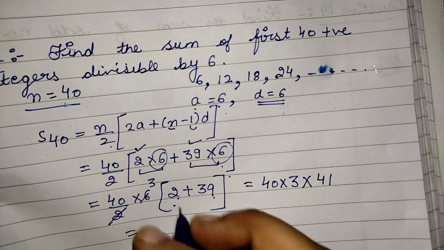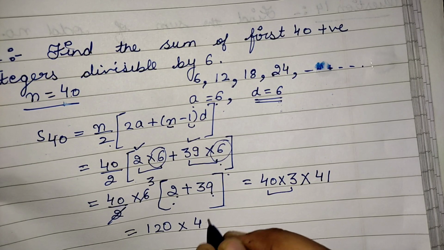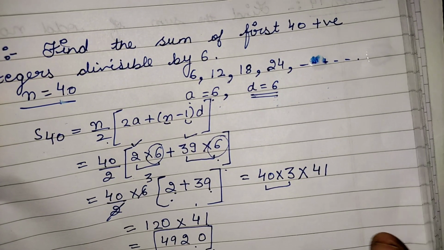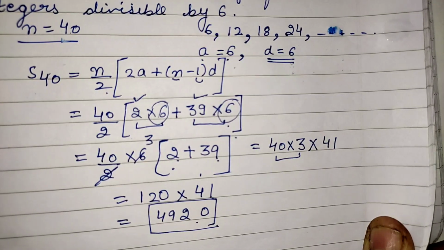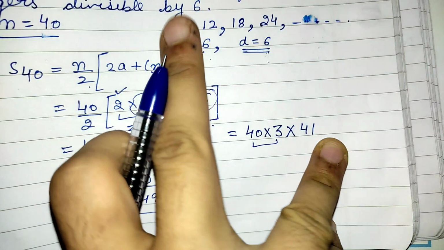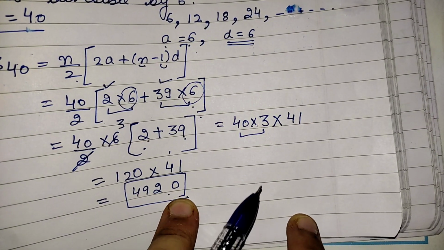After doing this multiplication, 40 into 3 will be 120. 120 into 41, my answer will be equal to 4920. Okay, so the sum of the first 40 terms which are divisible by 6 is equal to 4920. Right?